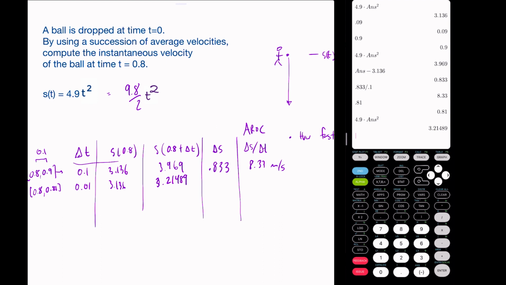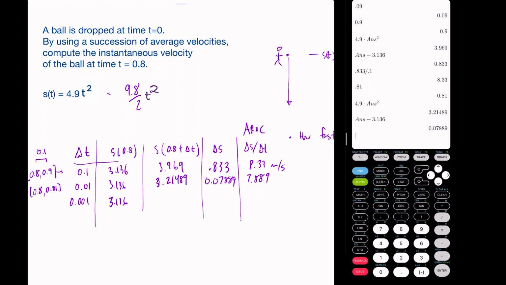And so now I'll subtract 3.136. Ooh, look how much smaller that is. 0.07889. And now I take my delta S value and I divide it by my delta T value, and so we're just dividing by 0.01, and so I can simply move the decimal place over a few, and I get 7.889 meters per second. So let's see what happens as I continue taking a smaller and smaller value of delta T. Let's go 0.001 this time.